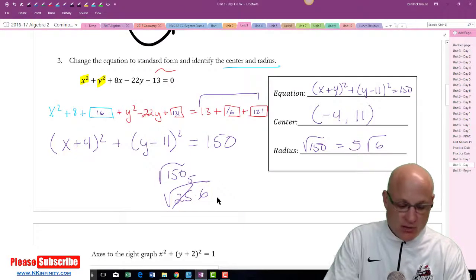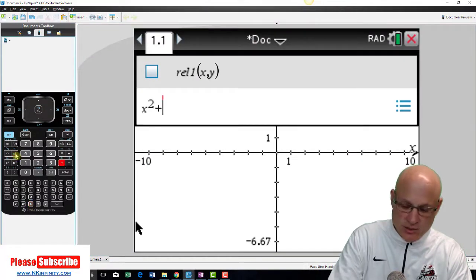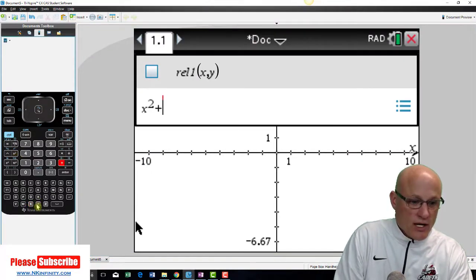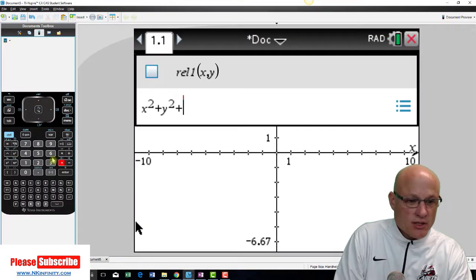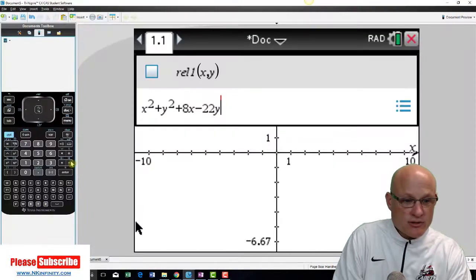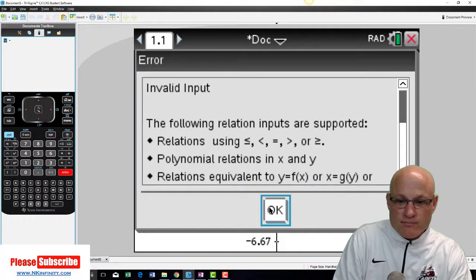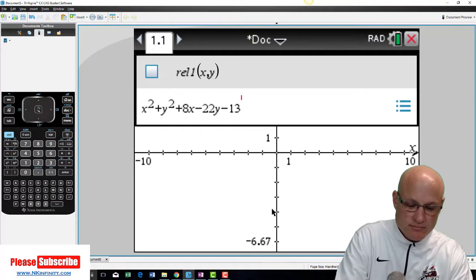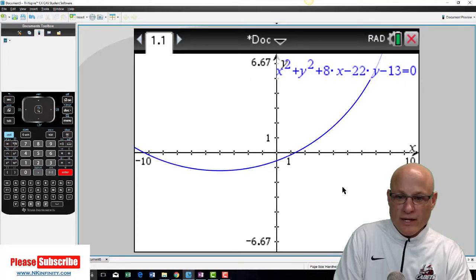And the original one that was there was x squared plus y squared plus 8x minus 22y minus 13, oops, equals 0.